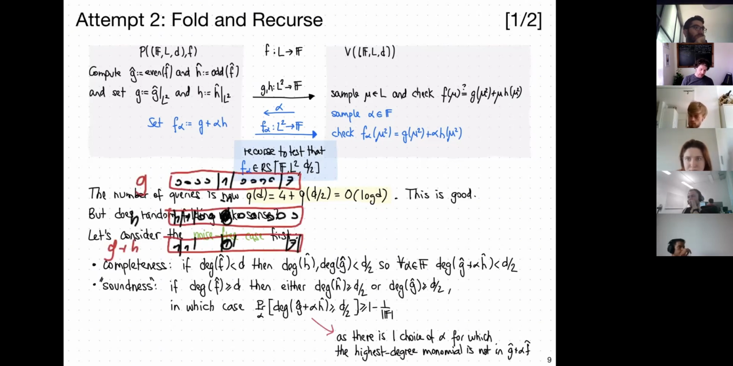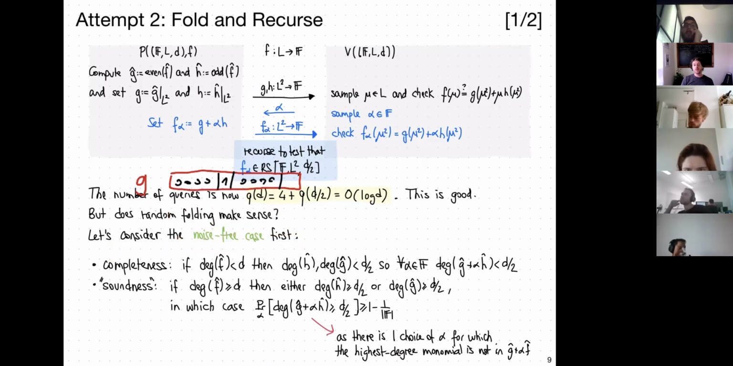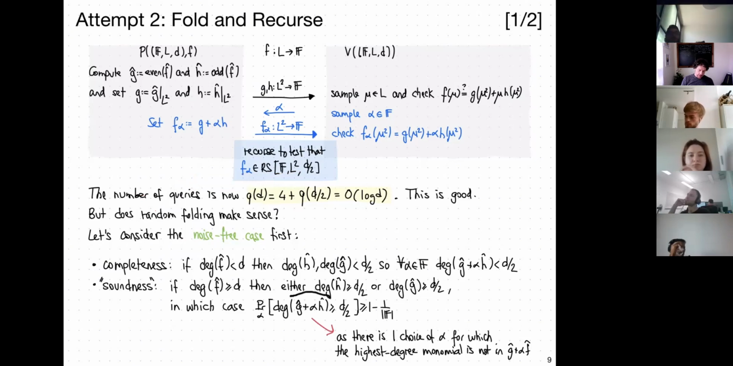We'll get that this is really ugly. So we'll get that the probability that the degree will drop is at most like 1 over the field size. So why is that? Think about what's happening here. We have this g and we have h. So think about two polynomials.